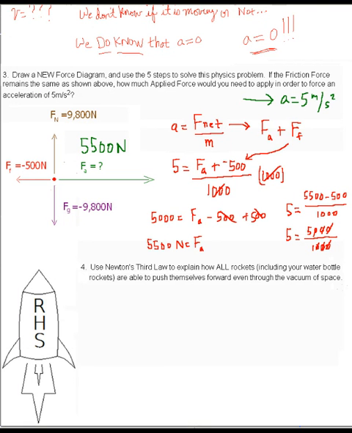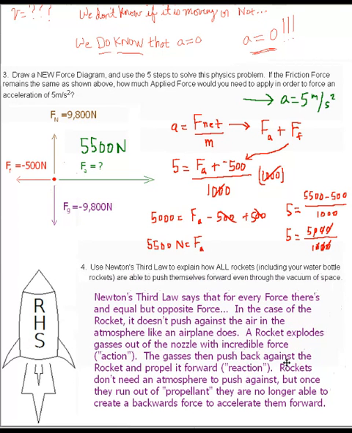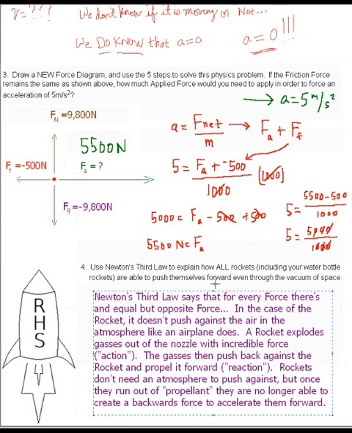So the last thing is Newton's third law, with respect to this rocket. Newton's third law says that for every force there's an equal but opposite force. In the case of a rocket, it doesn't push against the air in the atmosphere like an airplane does. A rocket explodes gases out of the nozzle with incredible force. That's called the action. And the gases then push back against the rocket and propel it forward. That's the reaction. So rocket against gas, gas against rocket.